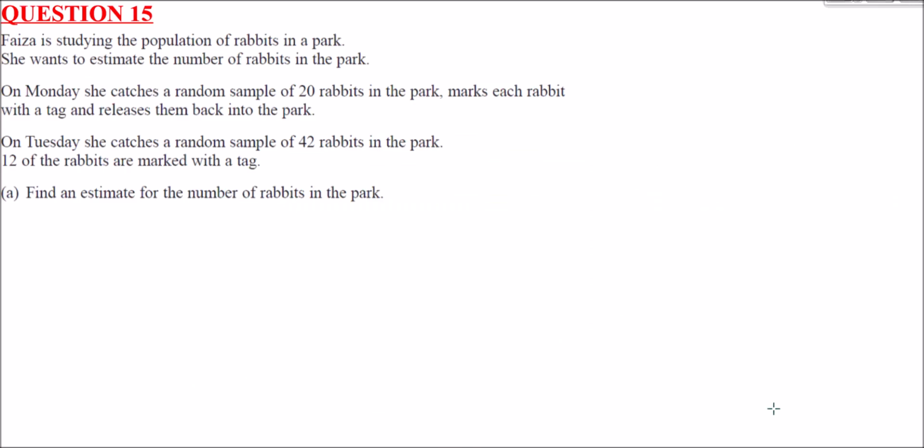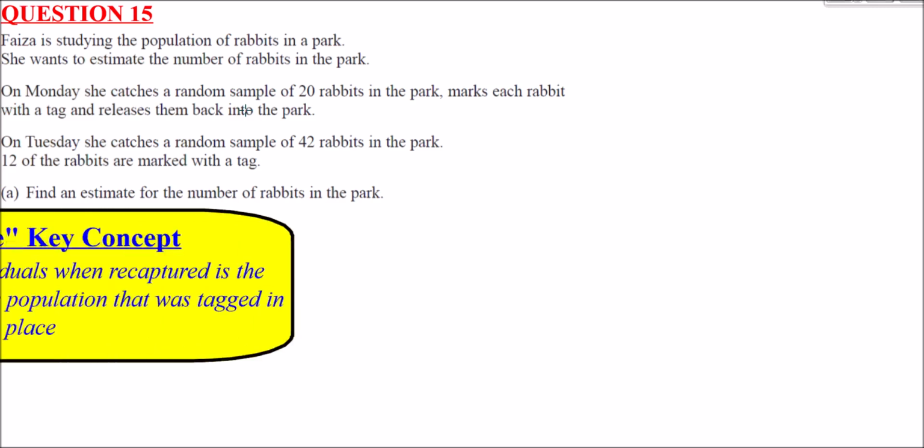Question 15. Fiverr is studying the population of rabbits in a park. It goes on to mention she's catching some 20 rabbits, marks them, and then releases. So before we focus on the actual question in depth, if something's going to be captured and then released, this is called capture, recapture. So if you want more practice on these questions, Google capture, recapture, GCSE. There's a key concept for these questions, which is as follows.